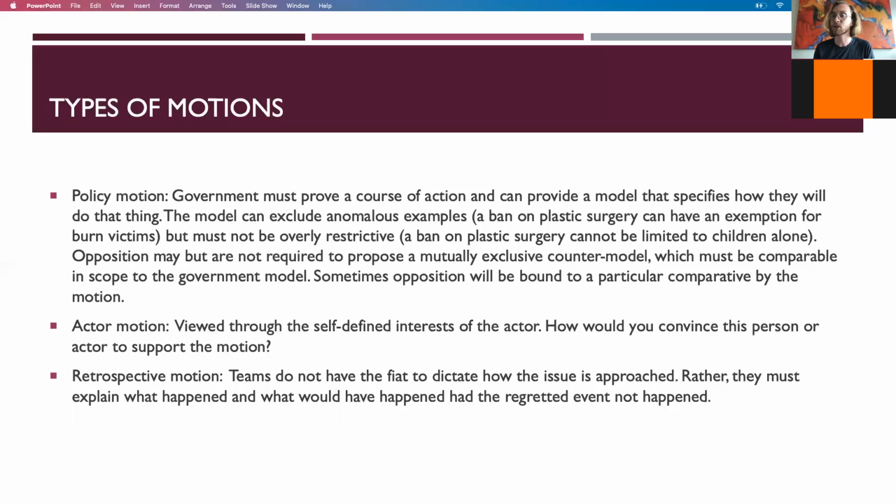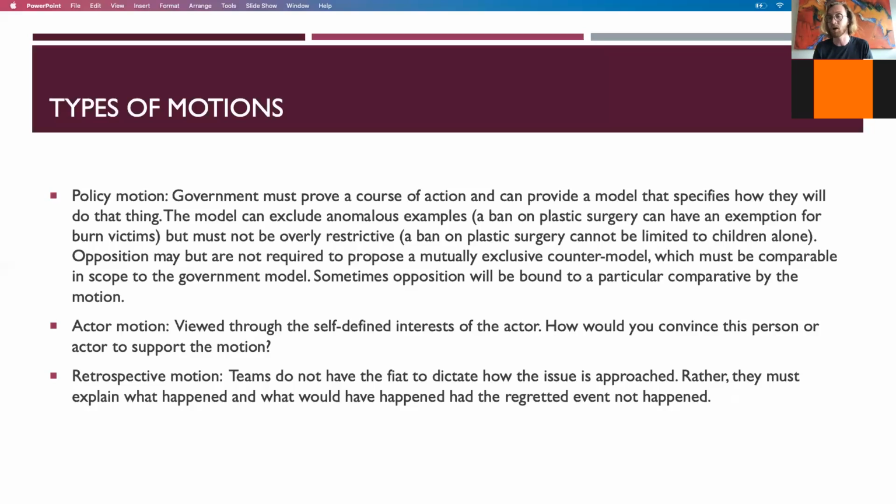So the model can exclude anomalous examples. Those are basically the debate-breaking examples that don't really apply to the rest of the debate. Say, for example, if the debate is, this house would ban plastic surgery, it could have a specific exemption, say, for burn victims or something that falls out of the broad ambit of the type of people that will most likely be hit by the model. But it can't be overly restrictive.